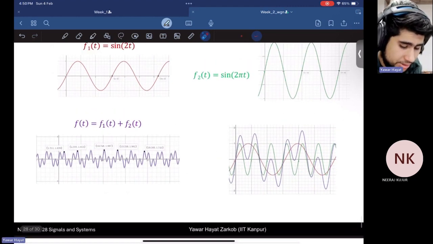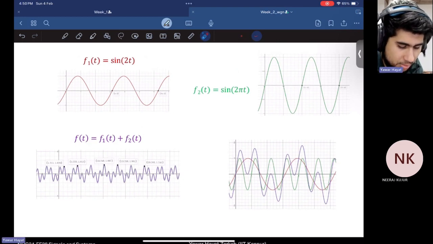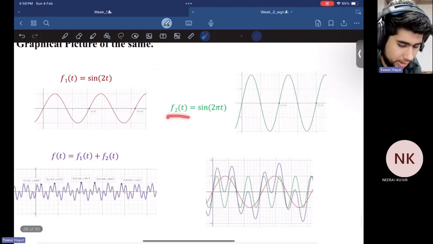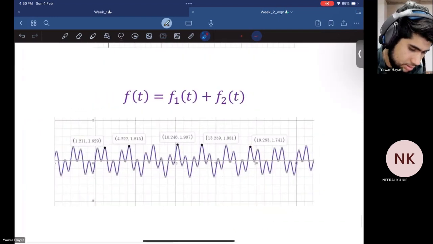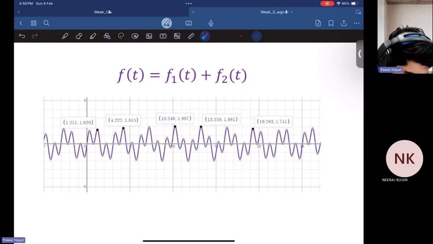So let's look at how this f of t looks. That is the sum of this f1 of t and f2 of t. Stare at this function f of t. Does this look periodic? Even if one would say that it does look kind of periodic, if you see carefully, the values don't match at any point almost, right? So this is not periodic.